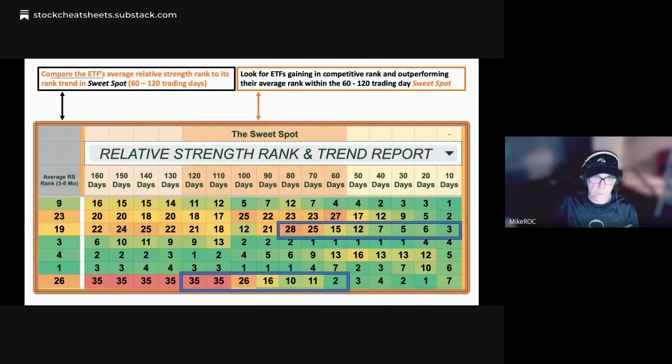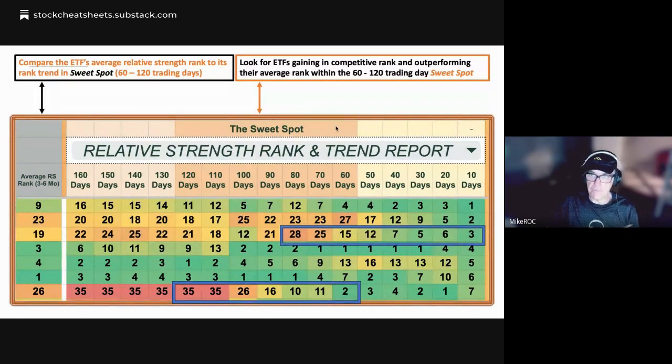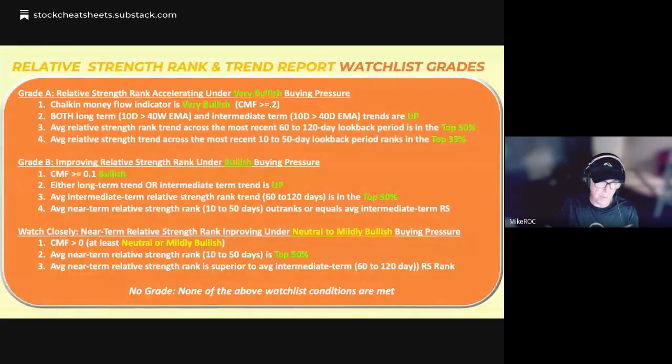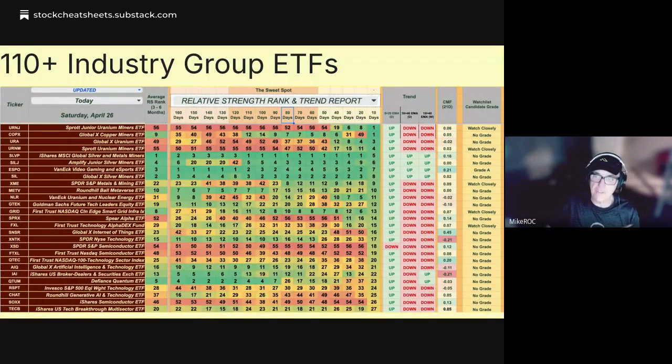Today we're going to review our relative strength rank and trend report. And boy, do we have a massive ton of data for you. We analyzed over 110 different industry group subsector ETFs. And I think rather than going over how to interpret these cheat sheets first, the best thing is to dive right in, and then we'll go back and summarize the rules.